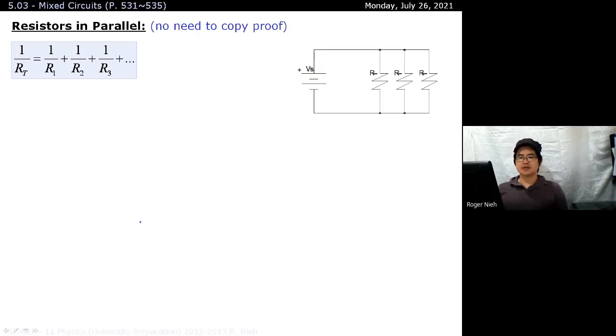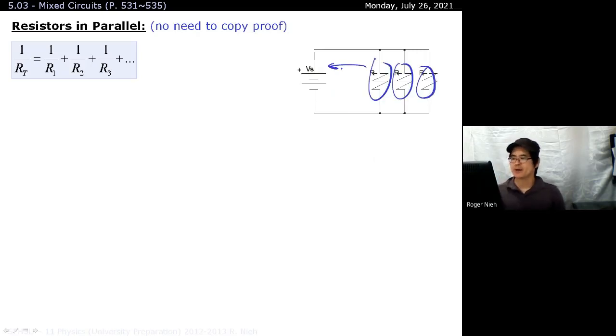Okay, so next is resistors in parallel. Back in grade 9, you would have seen this formula over here. Probably just nodded your head and let it be. And that's perfectly fine because you haven't covered Kirchhoff's current law and Kirchhoff's voltage law to properly describe what's happening here. Okay, so again, this is an example of where the resistors are in parallel with each other.